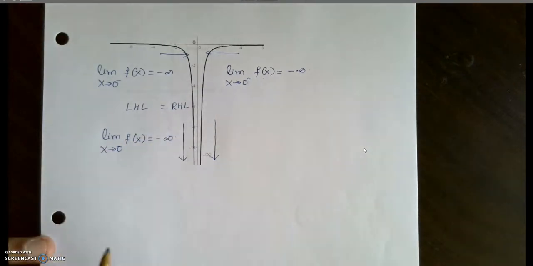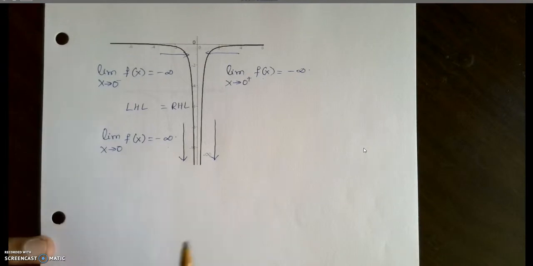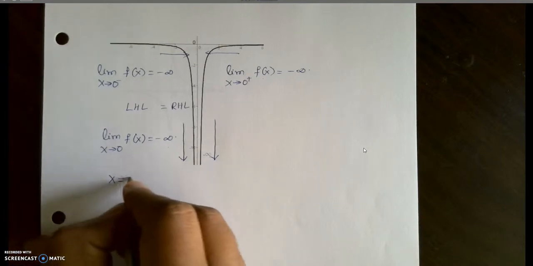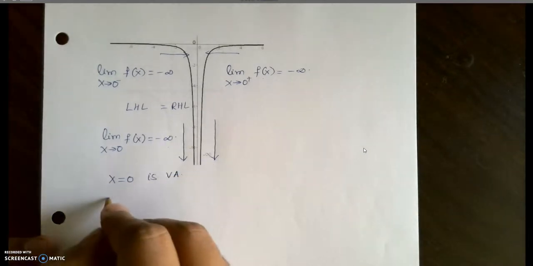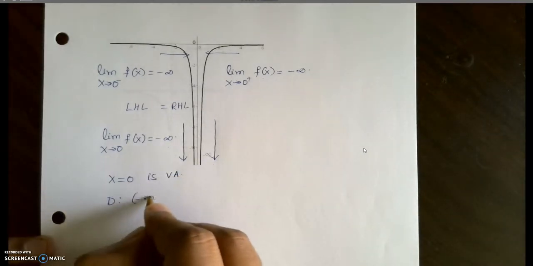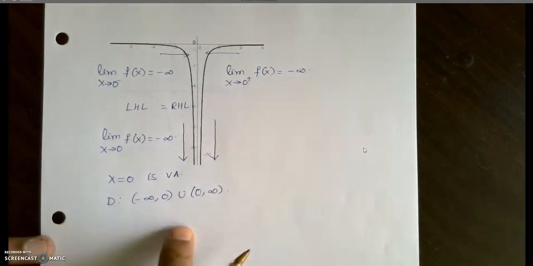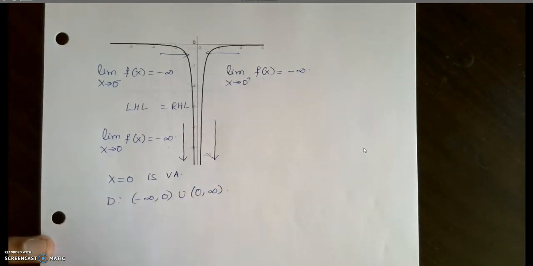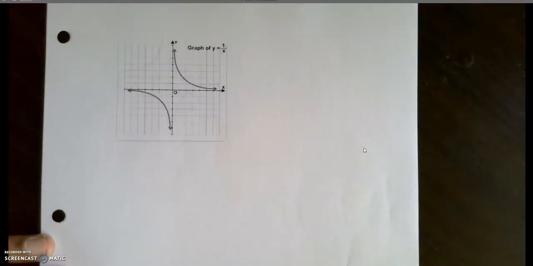Now once again, the infinite limits are associated with the vertical asymptotes. So x equals 0 is the vertical asymptote. Once again, if you look at the domain of this function, it's going to be negative infinity to 0 union 0 to infinity. That means 0 is excluded from the domain, and it's very obvious that's because you have the vertical asymptote at x equals 0. Now let's look at another example.